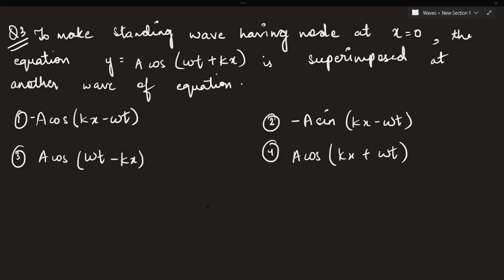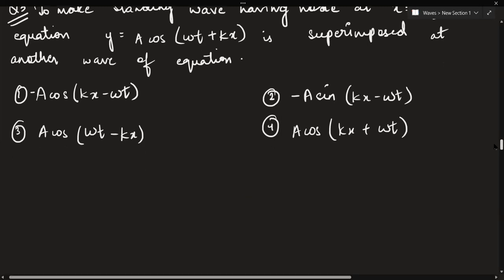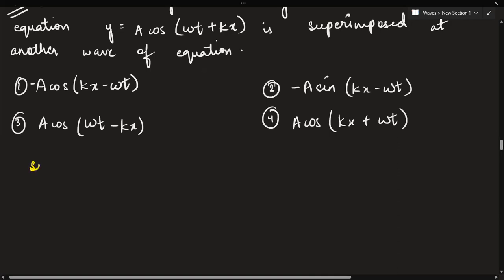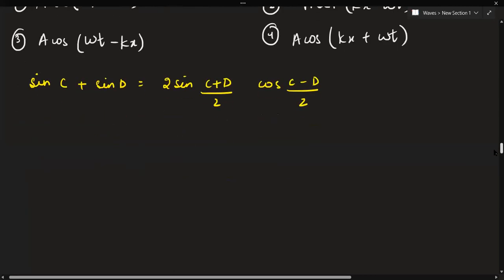Just in case you will be needing a few trigonometric equations, I'm writing them down. Just in case you need, note this also along with the question. Sine C plus sine D is equal to 2 sine (C plus D)/2 cos (C minus D)/2. Sine C minus sine D is equal to 2 sine (C minus D)/2 cos (C plus D)/2.